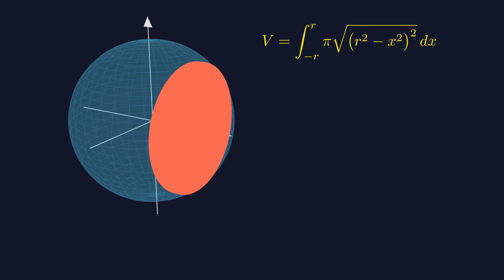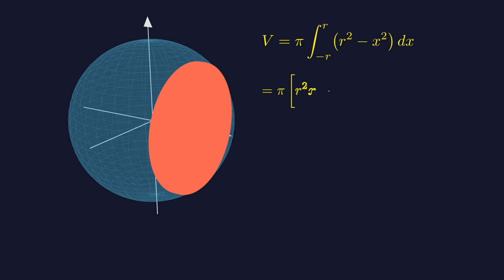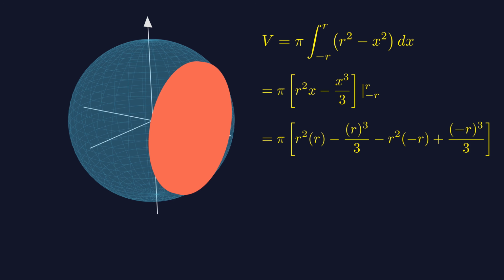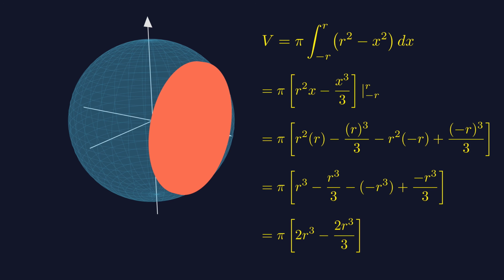Now, in this expression, the square root and the square cancel each other out. Pi is just a constant number, so we can pull it outside the integral. What's left inside is r squared times x minus x cubed over 3. When we plug in the lower and upper limits, we get something that looks a bit messy at first. Let's simplify it. Here, we end up with 2r cubed minus 2r cubed over 3. And that gives us the famous formula for the volume of a sphere, 4 over 3 pi r cubed.